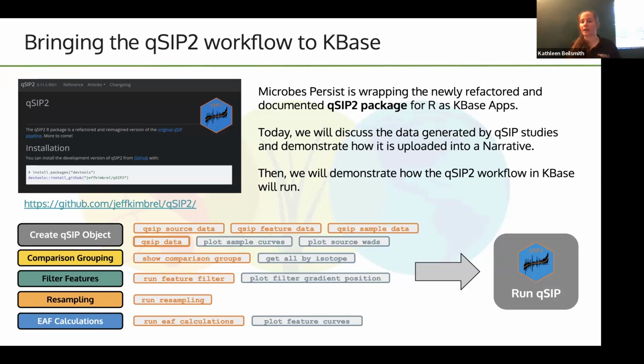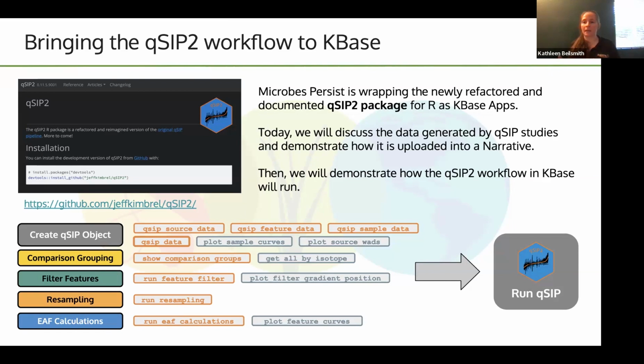So it's really great to do that in a narrative environment where someone can easily just copy over your analysis and rerun it with perhaps some different filtering parameters. And then the final reason is that KBase can support integrating qSIP results with other types of data.